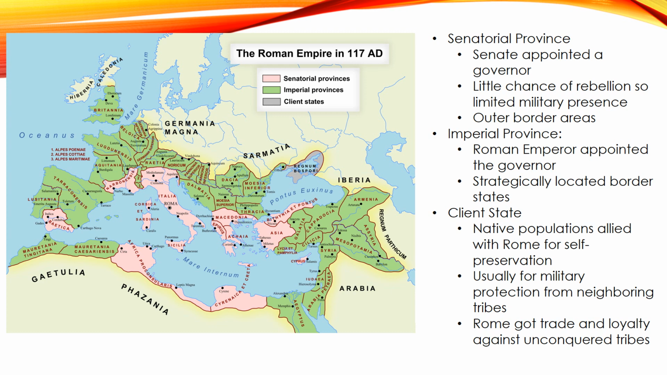The client states were areas that were allied with Rome, and they chose to be part of the Roman Empire for self-preservation. So these are areas that are threatened by tribal groups. Not only were they gaining protection from the Roman military, but they were also border areas that were going to protect the whole of the Roman Empire from these kinds of barbarian tribes. Rome also got trade and loyalty against unconquered tribes through these different outlying client states.